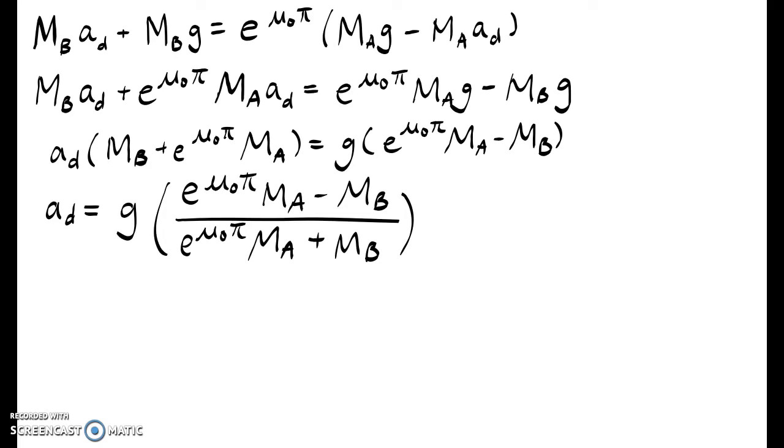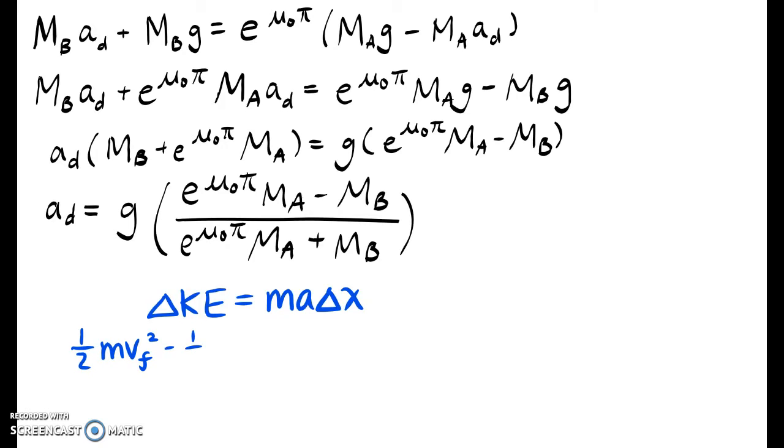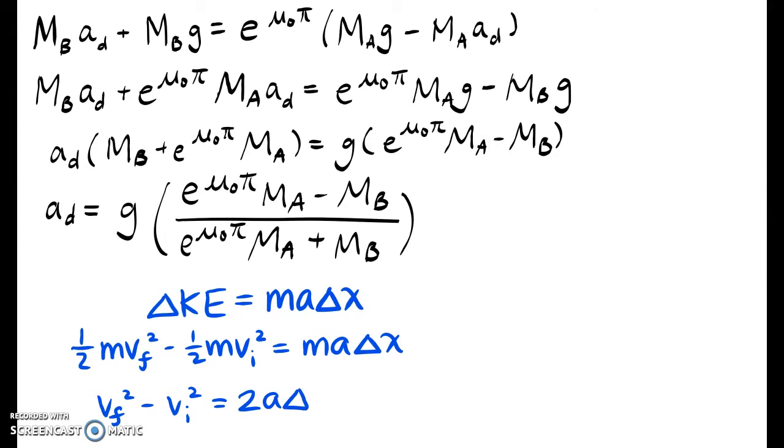Now our reason for finding AD was so that we can use this equation, namely the change in kinetic energy is equal to m times A times delta x, namely the work done on the system. So the change in kinetic energy is expressed by 1/2 m v final squared minus 1/2 m v initial squared, and this is equivalent to m A times delta x. We can multiply by 2 and divide by m on both sides, so we get that v final squared minus v initial squared is equal to 2 times A times delta x.